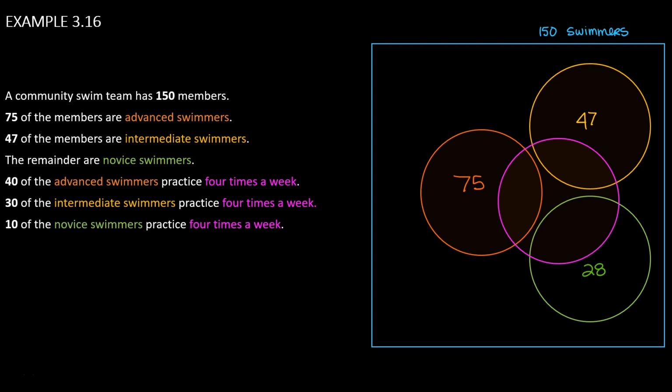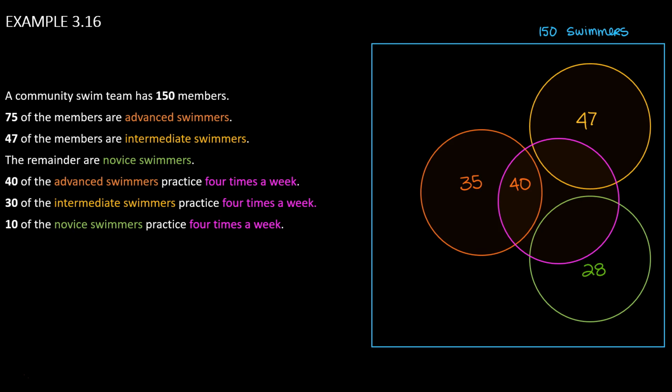We're going to use this diagram to separate the advanced swimmers who practice 4 times a week from the advanced swimmers who don't practice 4 times a week. We know that 40 of the advanced swimmers practice 4 times a week, so we're going to take 40 of the 75 advanced swimmers and move it into our 4 times a week circle. That would leave us with only 35 advanced swimmers in the community swim team that don't practice 4 times a week.